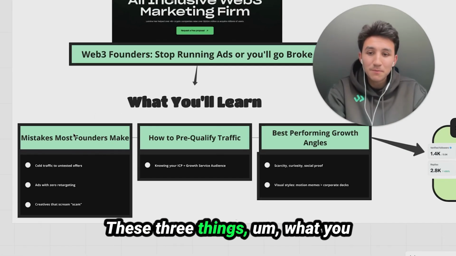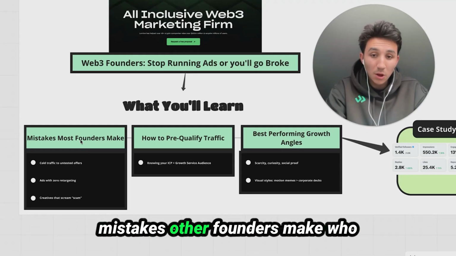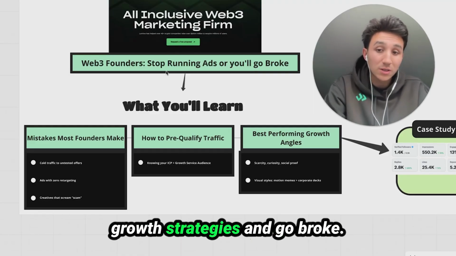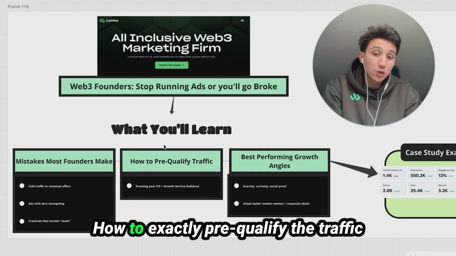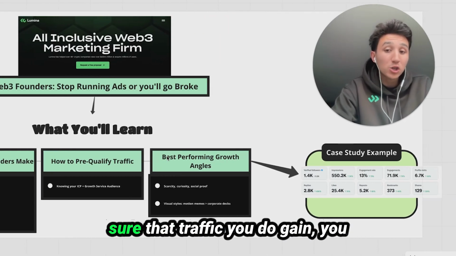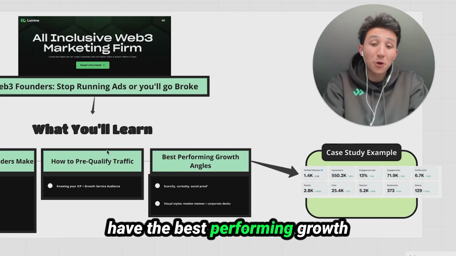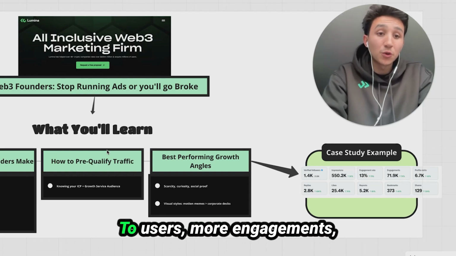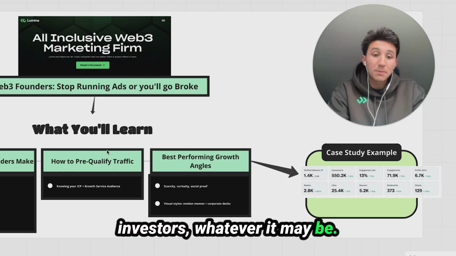These three things, what you should learn is how not to make mistakes other founders make who spend all their money on outdated growth strategies and go broke, not getting to launch their product effectively. How to exactly pre-qualify the traffic you're going to gain, and how to make sure that traffic you do gain, you have the best performing growth angles and funnels to convert them to users, more engagement, investors, whatever it may be.